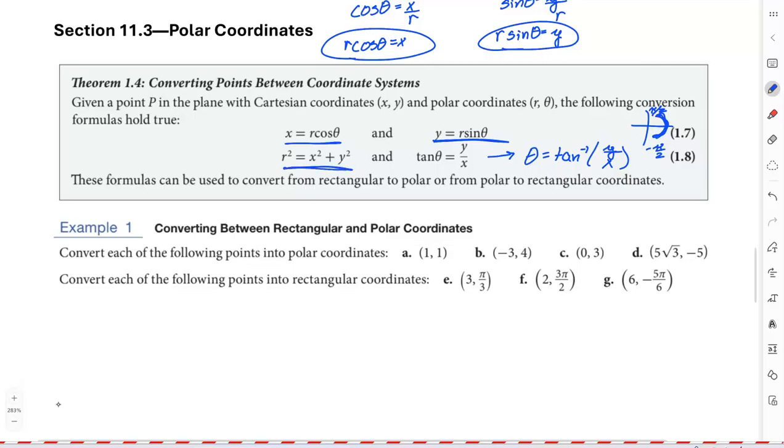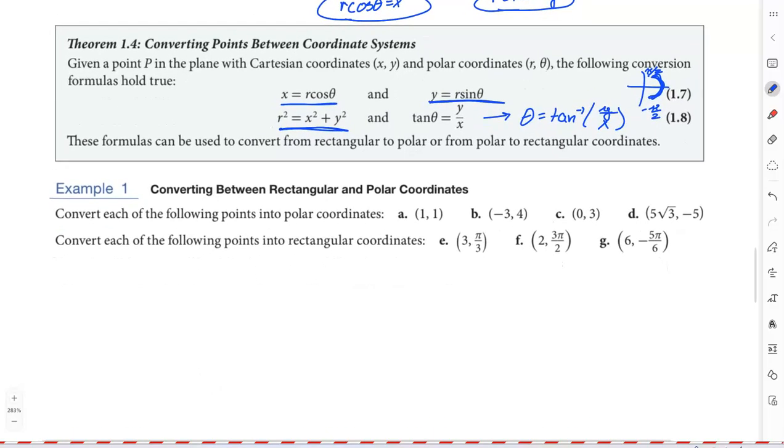And then we know that a circle centered at (0, 0) is equal to the equation x squared plus y squared is equal to r squared. So if we know those pieces, we can convert back and forth between rectangular and polar coordinates. So let's look at a few examples.